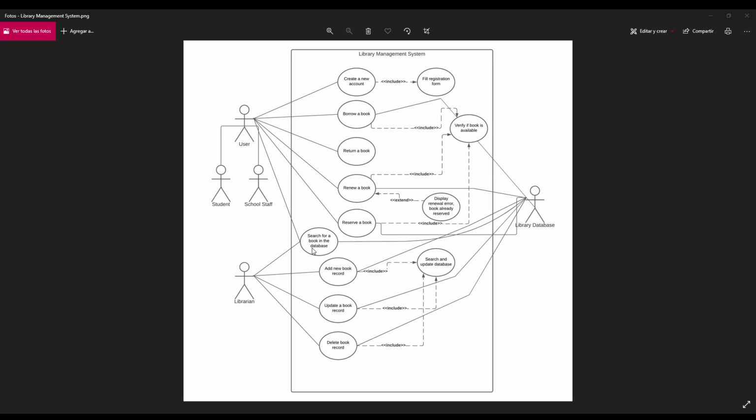So that would be a way of displaying the use cases that is most used nowadays because it's easier to understand and it shows relationships in a very graphical way, and that will be this example.